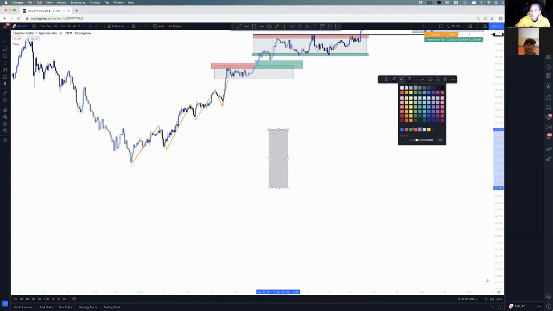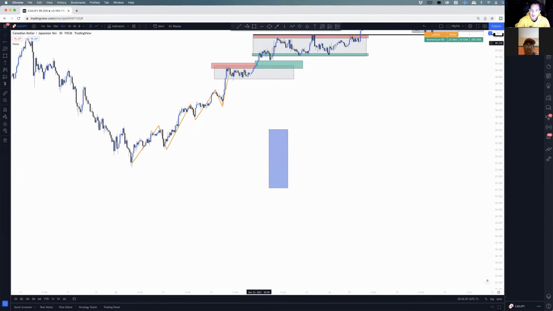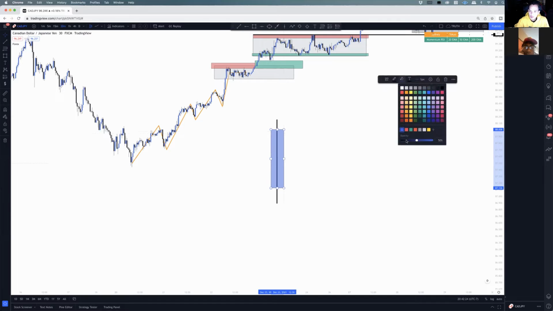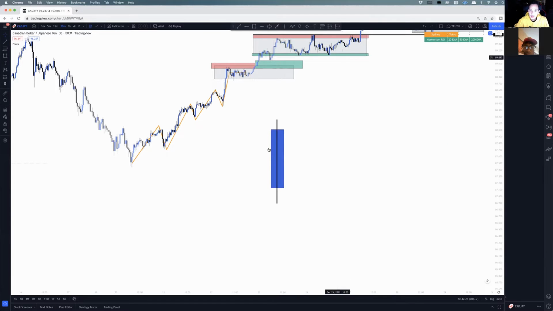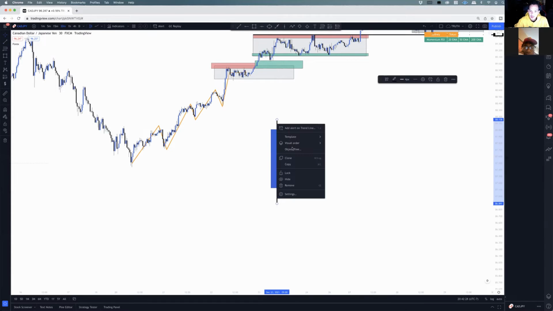I'm going to consider this a bullish candle, which would be an upward candle. It's made up of a body and what we call a wick. I'm going to make the wick. So we have a body and a wick. That's what a candle is made of. On the same side, I'm going to make this dark.